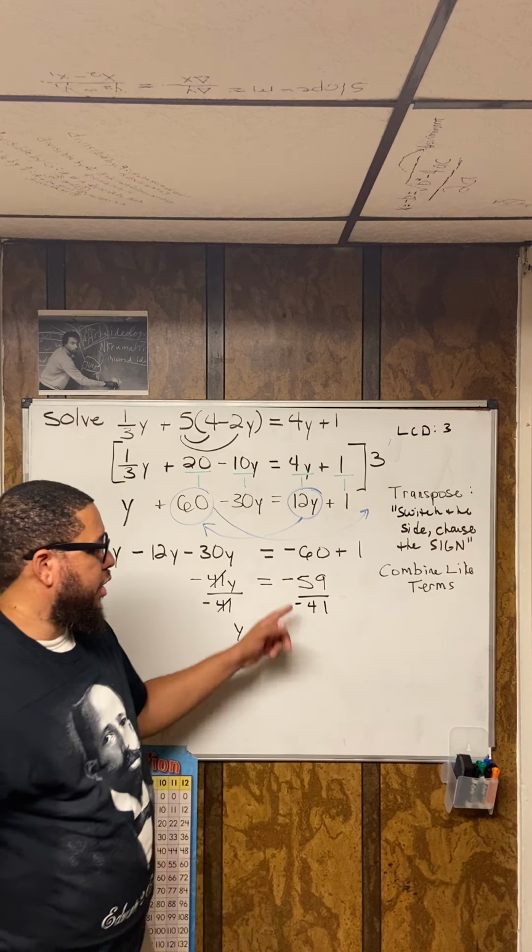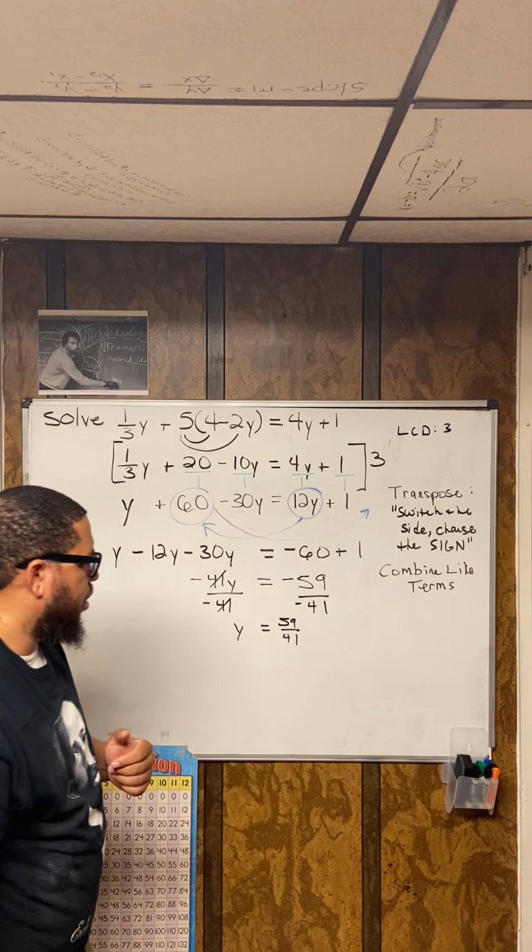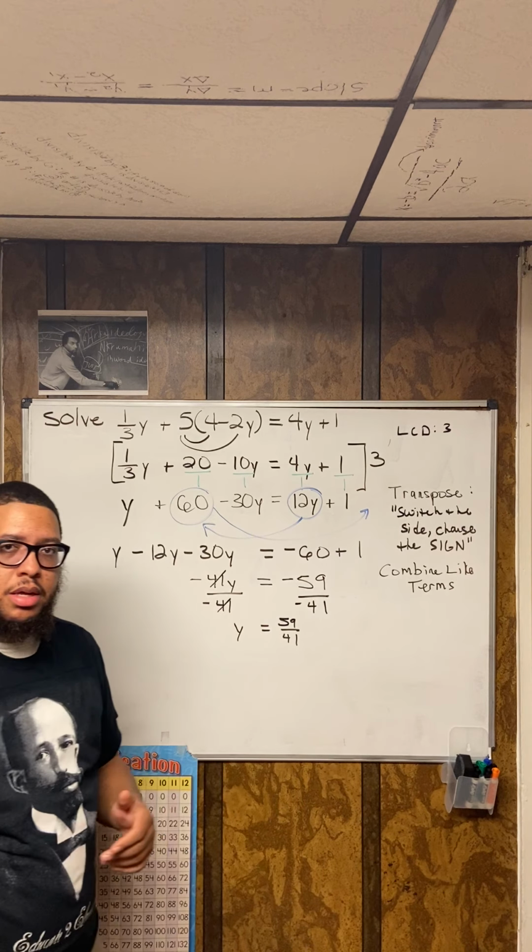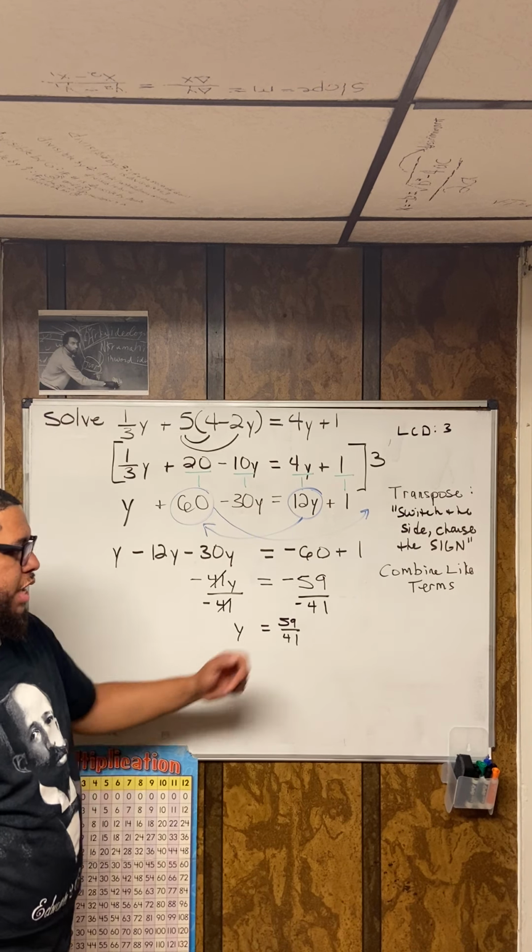These are both prime numbers. I know 41 is prime. I'm pretty sure 59 is prime. I know 57 is composite. 58 is composite because that's an even number. 60 is composite. That's another even number. Yeah, 59 is prime. So this is my answer. I can leave this as my answer, 59 over 41.